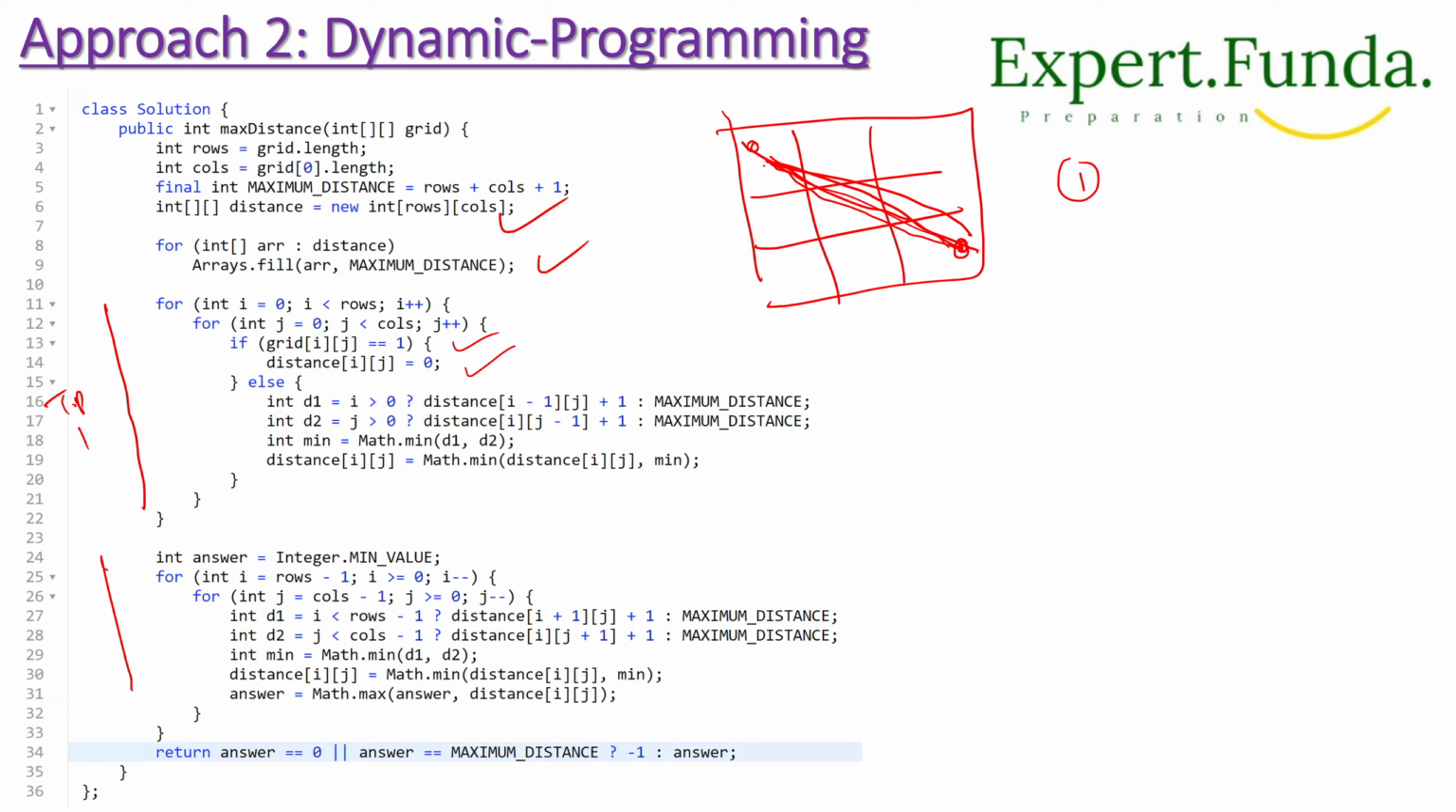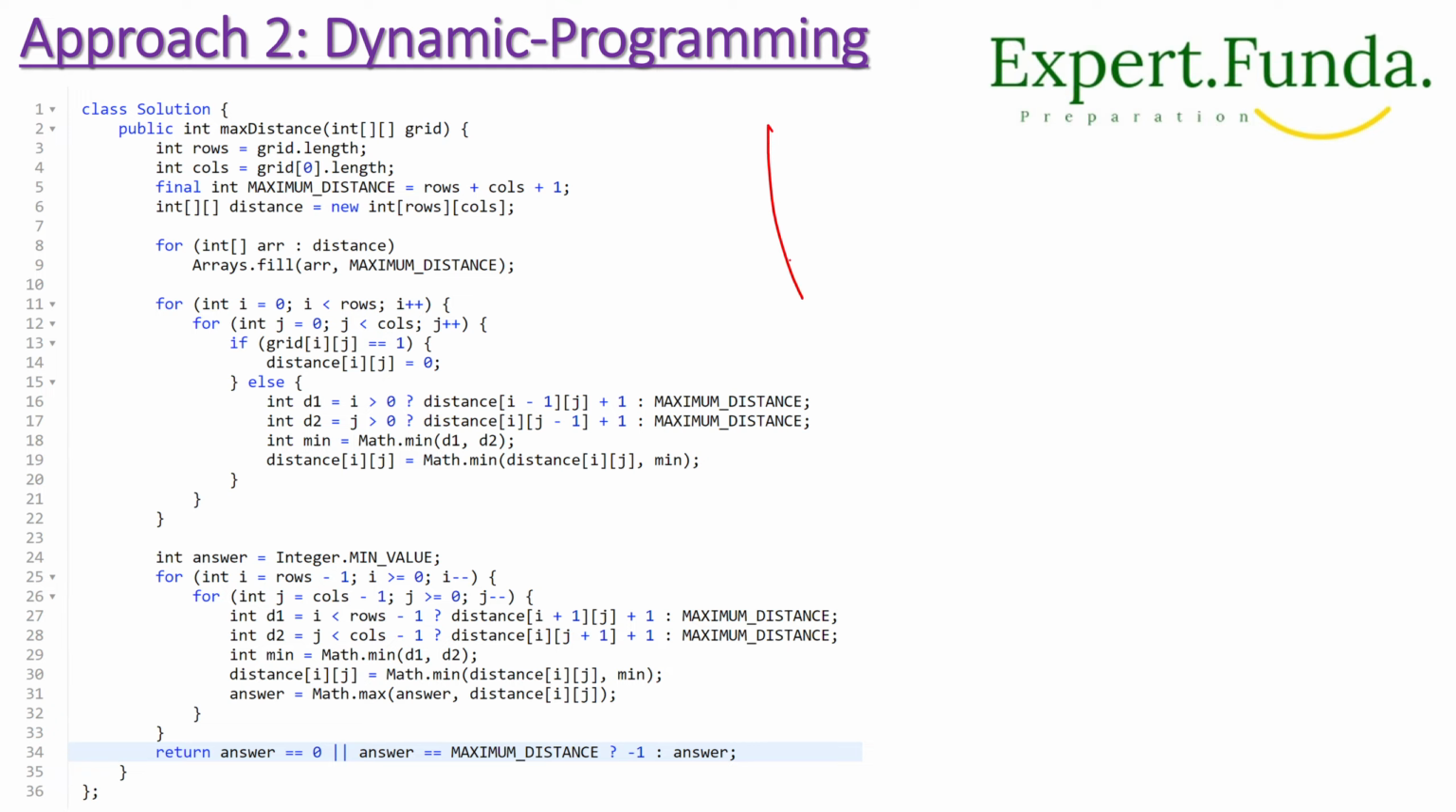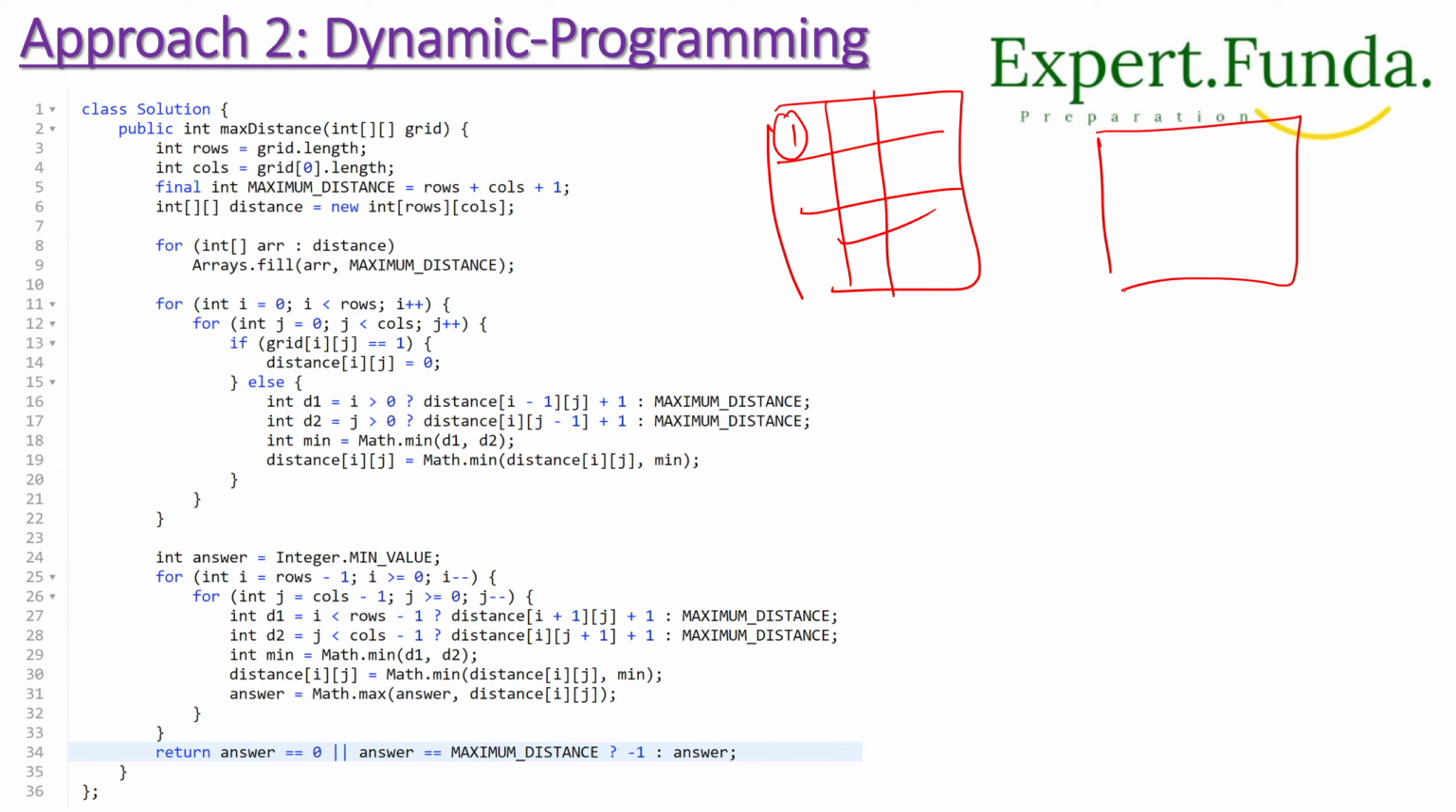Okay, let me clean this one. Let's suppose we have one grid like this, and this value is 1. So we have to take a distance array of the same size, right? If this is land, then we will update its value as 0, and that is what we are doing here.